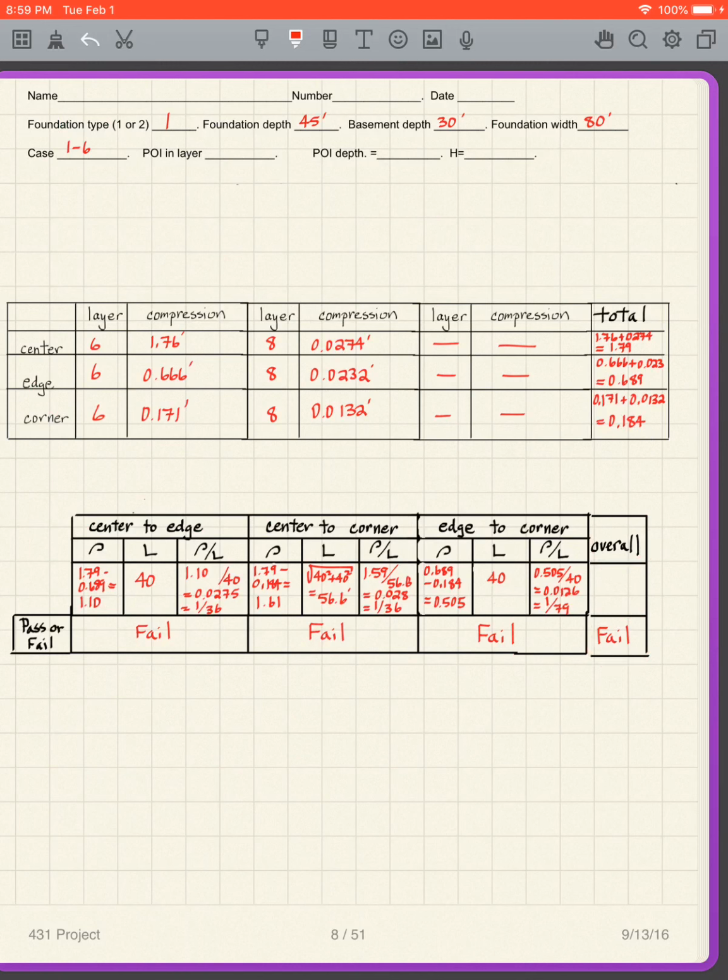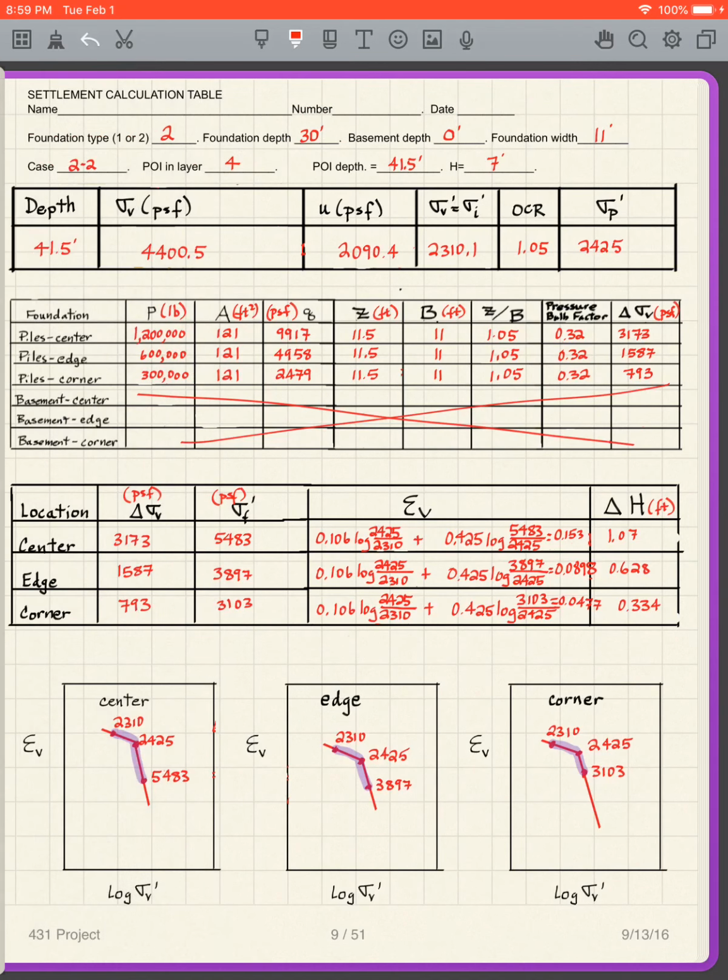Okay, so what we've learned from this is that with a foundation depth of 45 feet, a basement depth of 30, type 1 foundation, it doesn't work. We can't build that. It's too much differential settlement. So that's not going to work for us.